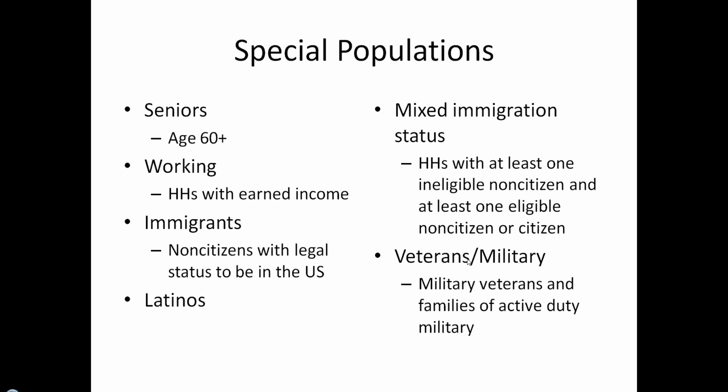Mixed immigration status households, so that's a household with people who are eligible for CalFresh and are maybe a non-citizen or a citizen. So that could be, you know, like an LPR or citizen children, as well as ineligible non-citizens. So those would be people who are not authorized to be here. And then the last group is military families and veterans, and that should be pretty self-explanatory.